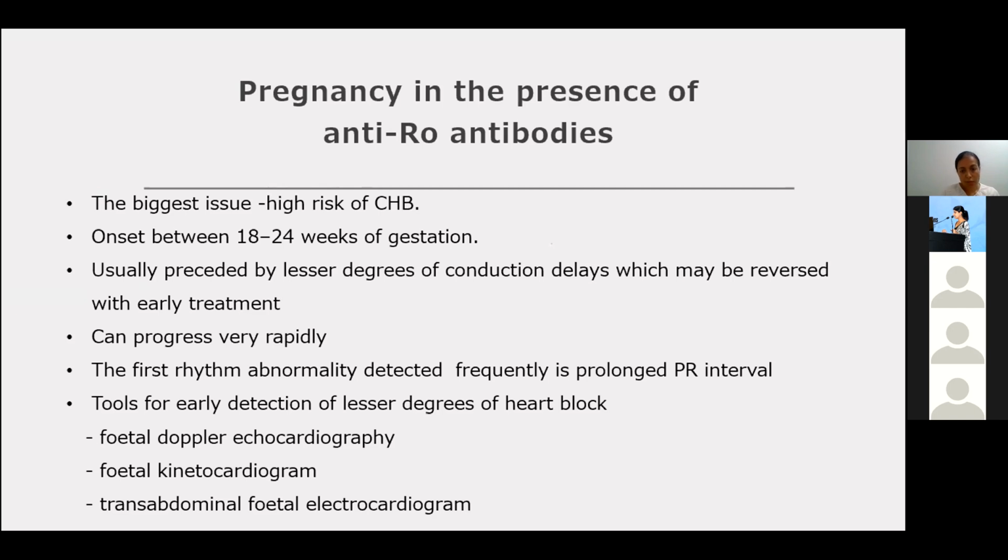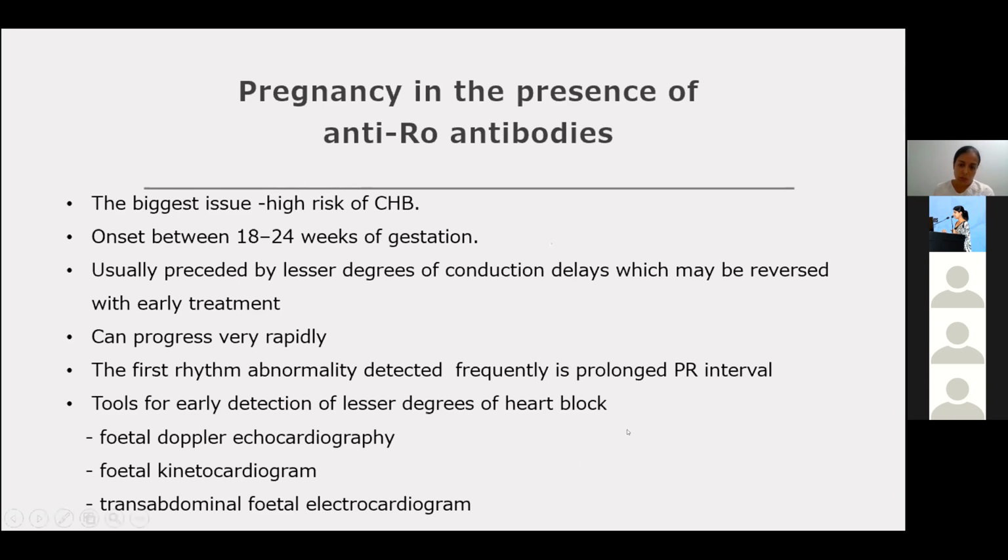Usually it's preceded by lesser degrees of conduction delays, which may be reversed with early treatment. But it can progress very rapidly. The first rhythm abnormality detected in the fetus frequently is the prolonged PR interval. So these are the tools for early detection of lesser degrees of heart block: fetal Doppler echocardiography, fetal kinetocardiogram, and transabdominal fetal electrocardiogram. But unfortunately, these investigations are not available in our country at the moment.